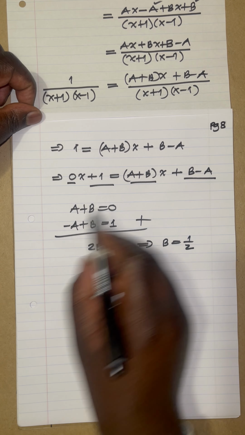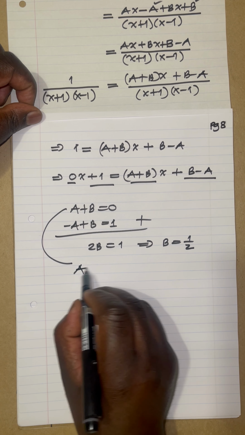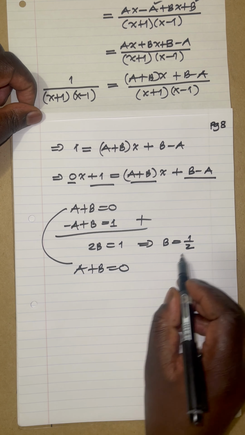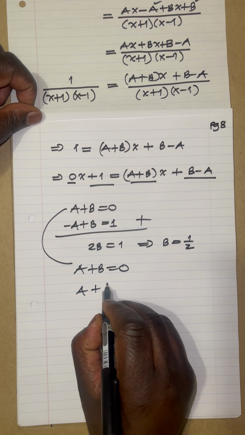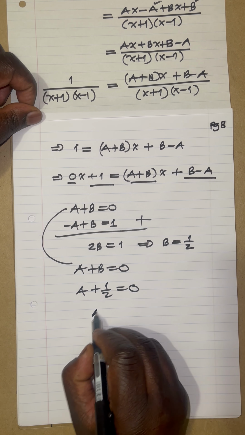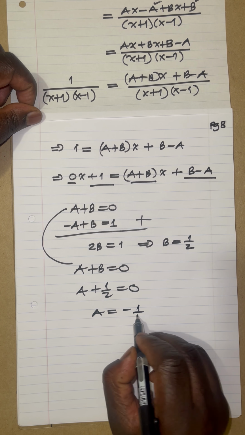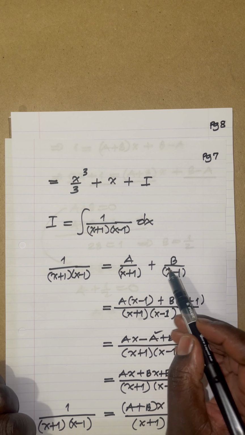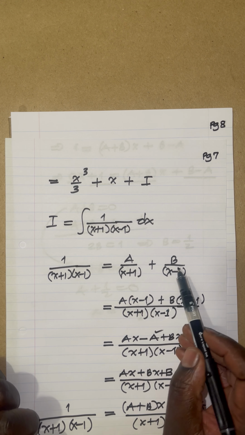Now looking at that equation, picking that one there, a plus b equals 0. What is b? 1 over 2. So a plus 1 over 2 equals 0. And what is a? A equals minus 1 over 2. So what are we saying? We're saying this integral I, therefore, changes to that part where a is minus half and b equals half.